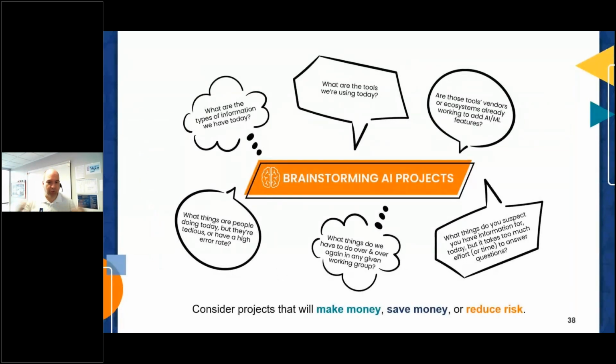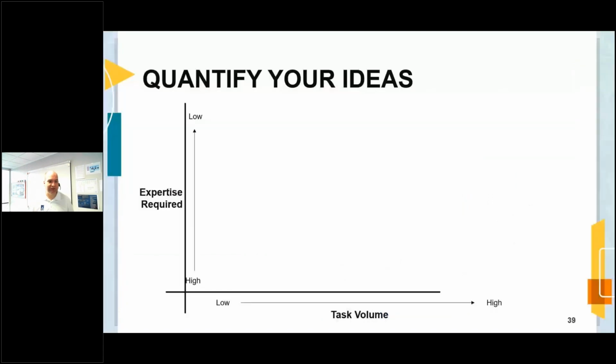Brainstorm your project, just whiteboard it, get with your team and say what's going to help us make more money, save money, reduce risk, what's going to drive efficiency. And then you just plot those out and say, great, for every one of those tasks, how much expertise does that task require and how often are we having to do it? And the thing you're looking for are the things that don't require specialized skills that somebody really has to be an expert in their field to do, but that you're doing over and over again.